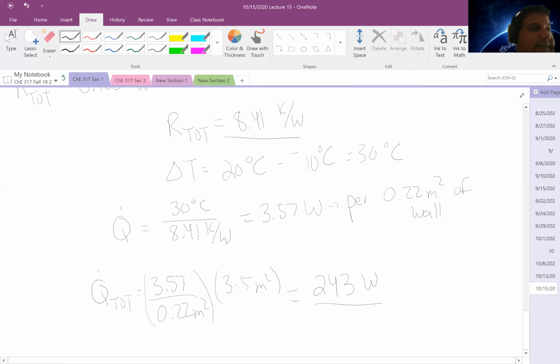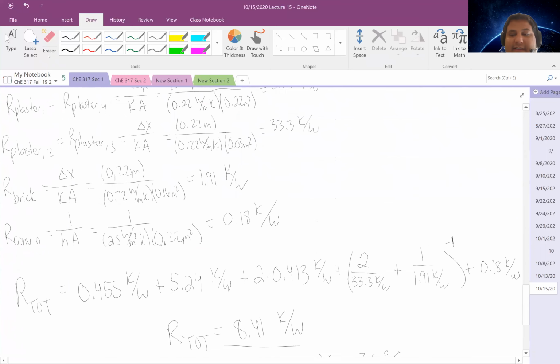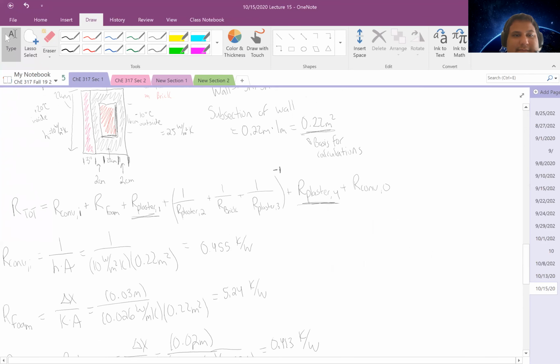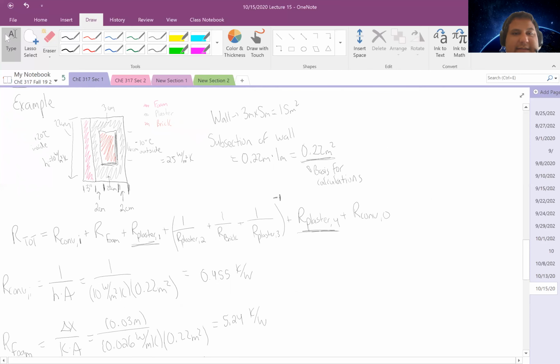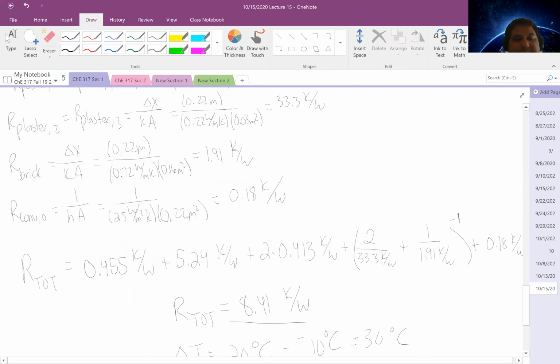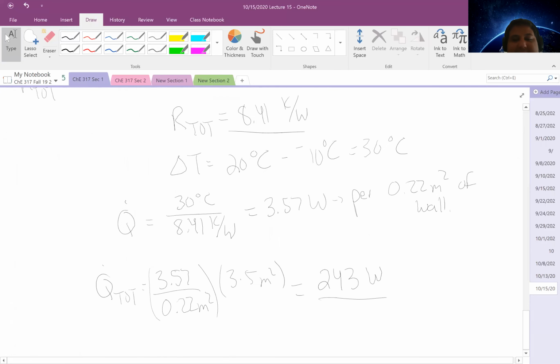So with that, we have our total heat transfer rate. So a little bit of a lengthy problem to say the least, but hopefully you see how to break the problems out and do it step by step. Are there any questions on this?